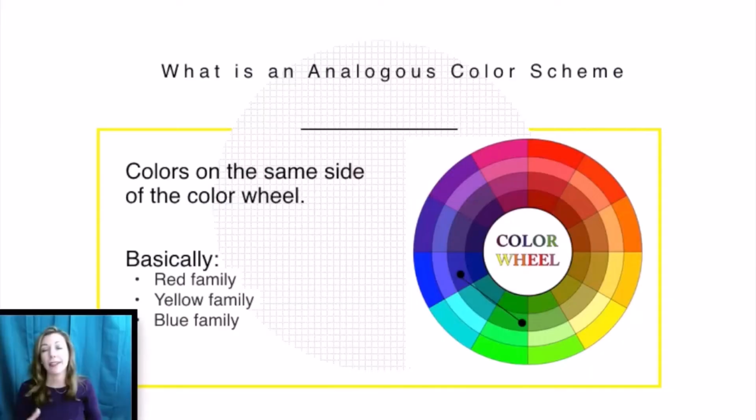The next one that I use is called the analogous color scheme. The analogous color scheme is where it's the colors along the same side of the color wheel. So if you think about colors, we're talking about families of colors. And so if I'm going to be in the red family, that's one analogous painting. I'm going to be in the yellow family, blue family, maybe even green family, the purple family. You see what I'm saying there. You're staying in that same family.